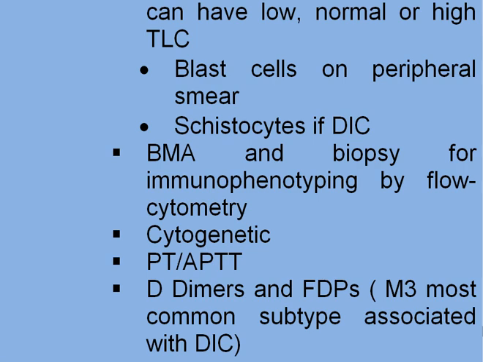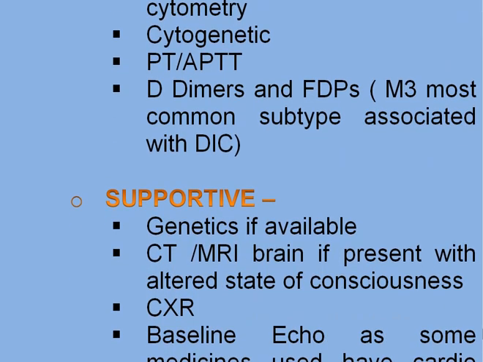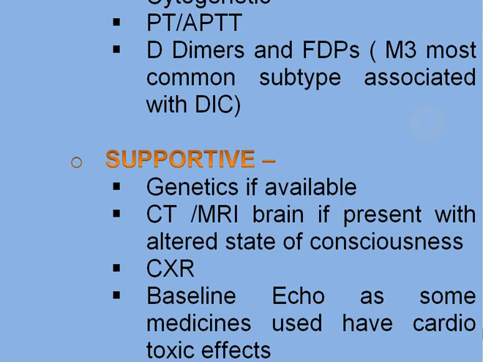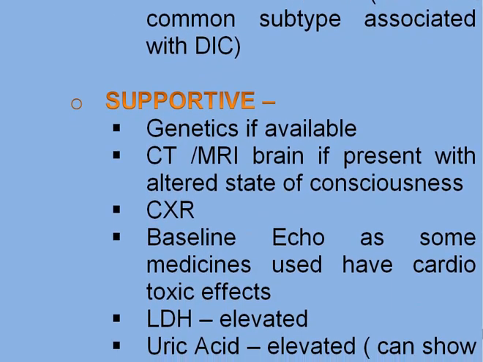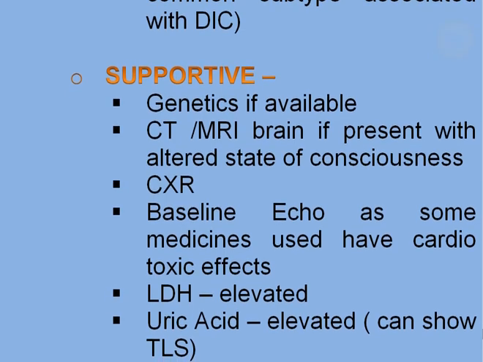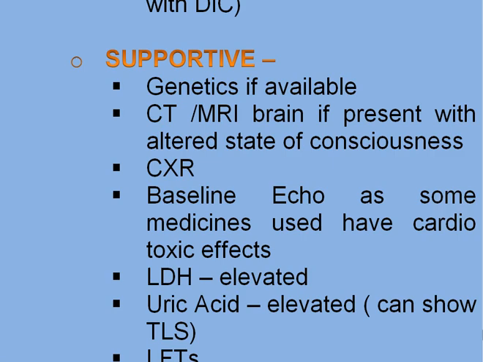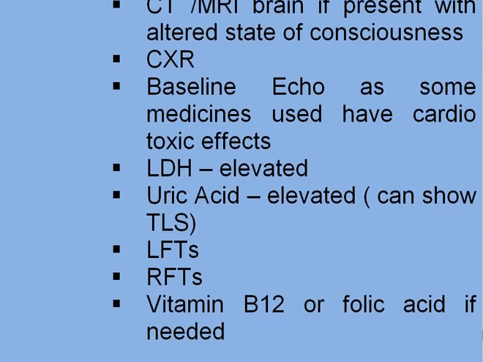M3, which is the most common subtype, can sometimes be associated with DIC. Molecular genetics is available. CT or MRI brain if presenting with altered state of consciousness, chest X-ray, and baseline echo as some medicines used have cardiotoxic effects. LDH will be elevated. Uric acid is elevated and can show tumor lysis syndrome. LFTs, RFTs, vitamin B12 or folic acid if needed.